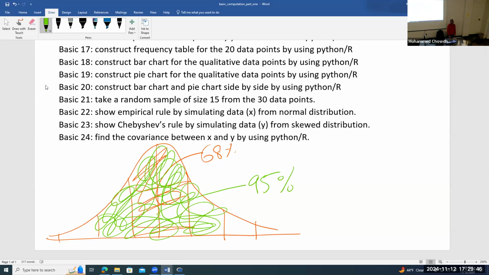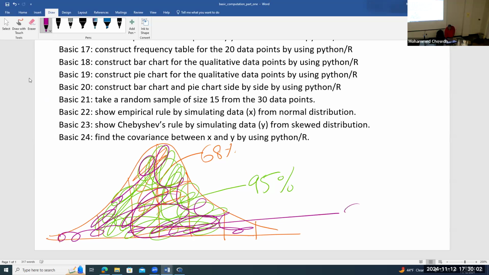Which is equal to 95%, right? And then the last one would be within 3 standard deviations, equal to 99.7%, right? Clear, right? 99.7%. Now what I will do, I will generate 100 observations, construct the histogram, and add the top middle point of each bar. Then I will see a curve like this.